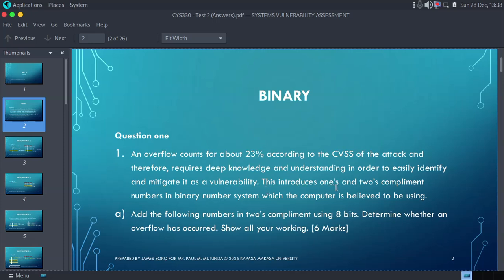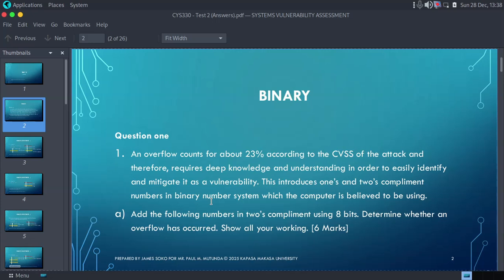So this introduces 1's and 2's complement numbers in the binary number system, which the computer is believed to be using. In this video, we focus on 1's and 2's complement in terms of binary and determine whether an overflow has occurred or not. But first of all, we need to understand the term. What's an overflow? As we all know, an overflow is simply a vulnerability whereby data is overwritten to the adjacent memory, causing the computer to crash or malfunction. So that's what we mean by an overflow.